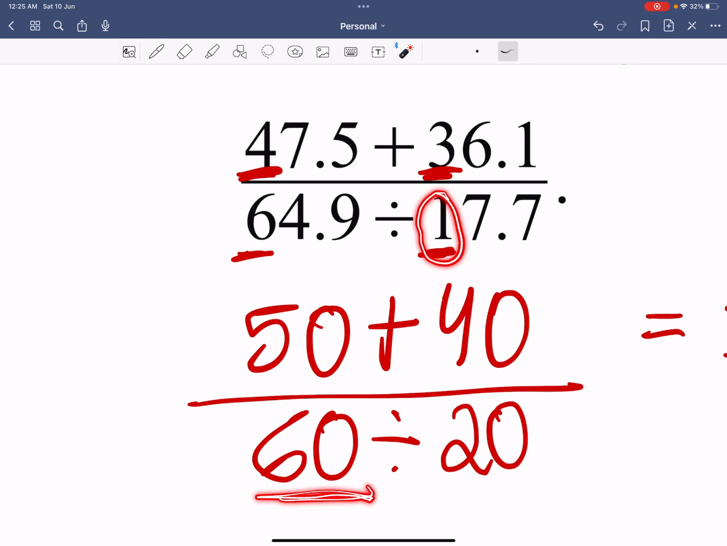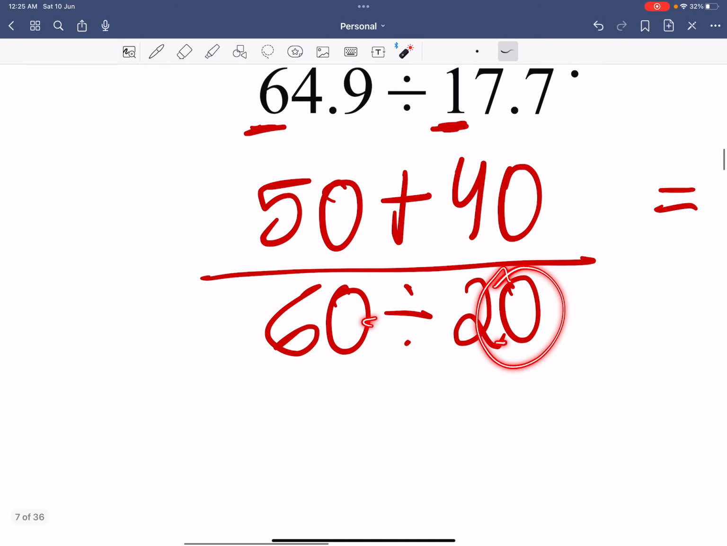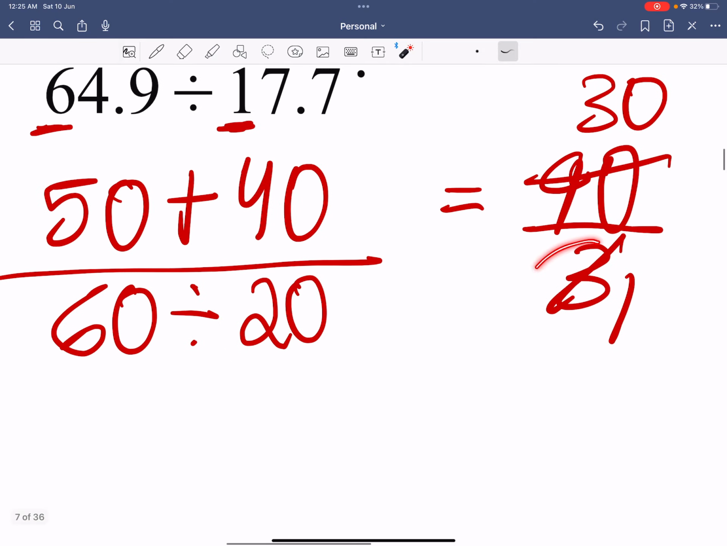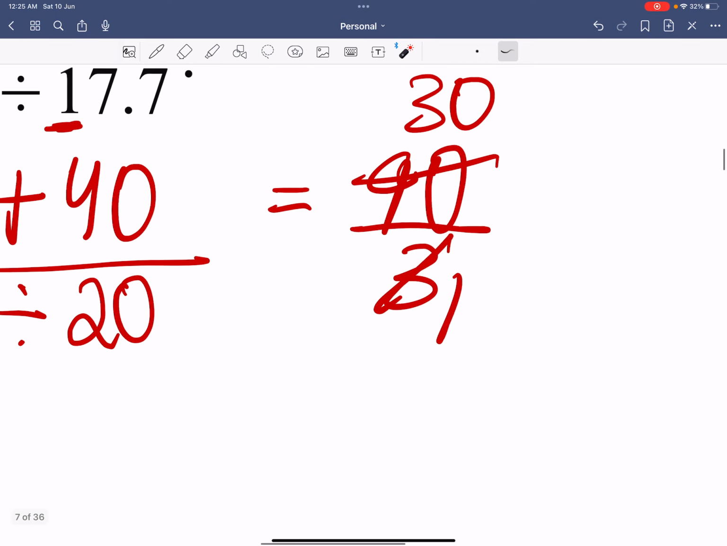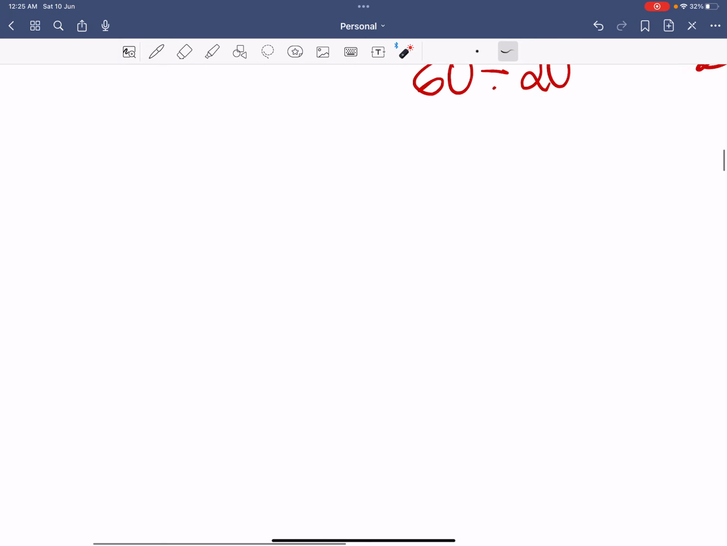Then again, we're gonna look at this. This is greater than 5, so we'll add 1 and place 0, keep the place value. Now 60 divided by 20 is 3, and 50 plus 40 is 90. So 3 ones are 3, 3 threes are 9, and 0. So the answer is 30.